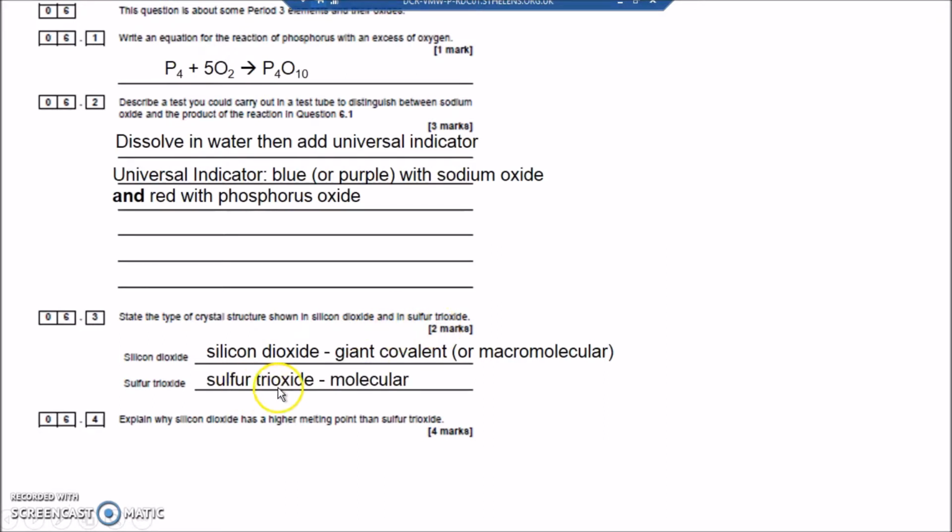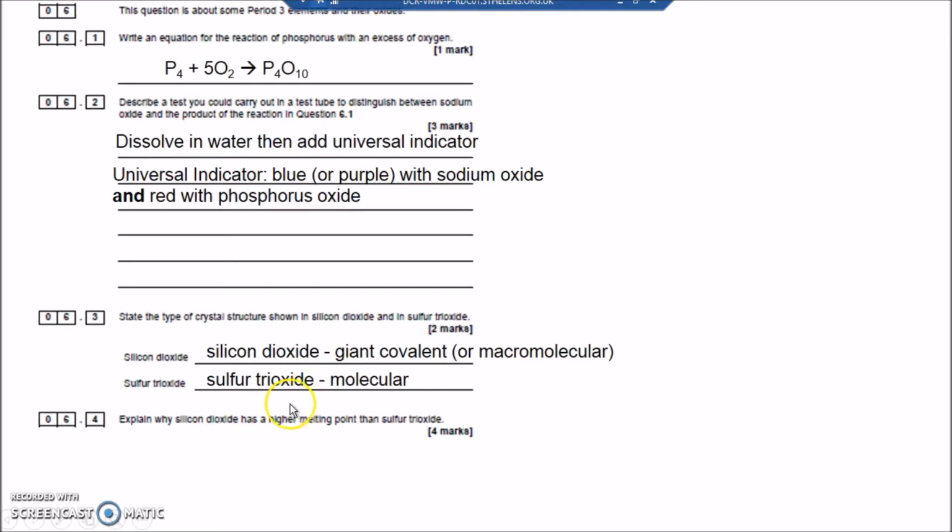Sulfur trioxide, well, in a warm room it's a gas. At around about 46 degrees C, it's actually boiled and turned to a gas. So sulfur trioxide is molecular with van der Waals bonds holding it together. So the SO3 molecules are held by intermolecular van der Waals bonds. So it's a molecular structure.